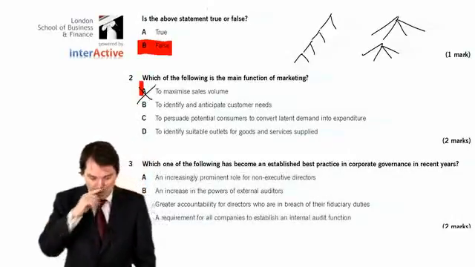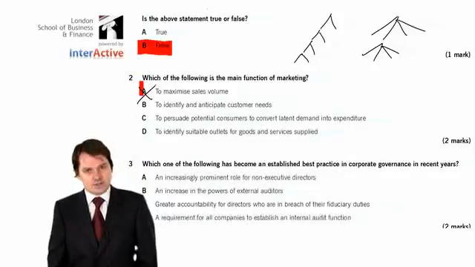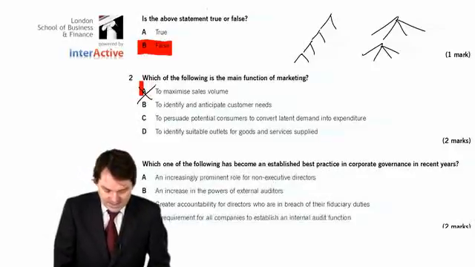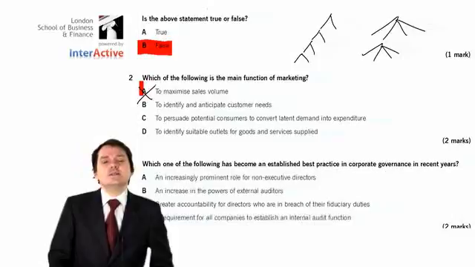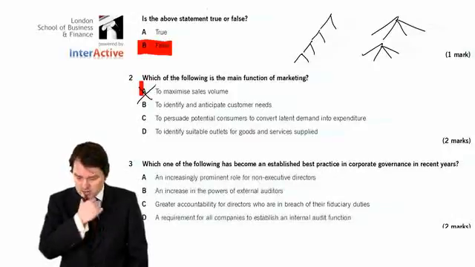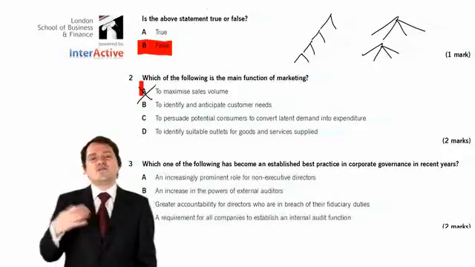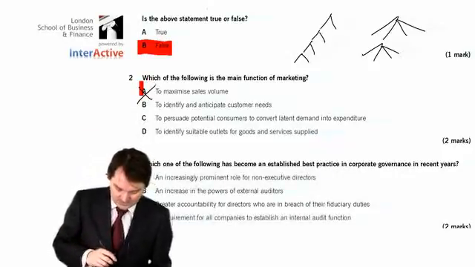That's sales. To identify and anticipate customer needs. That sounds like a possibility. Part C. To persuade potential consumers to convert latent demand into expenditure. That sounds like it might be something to do with marketing, because latent demand means people are thinking about buying something but they haven't done it yet. So that one is also a possibility.